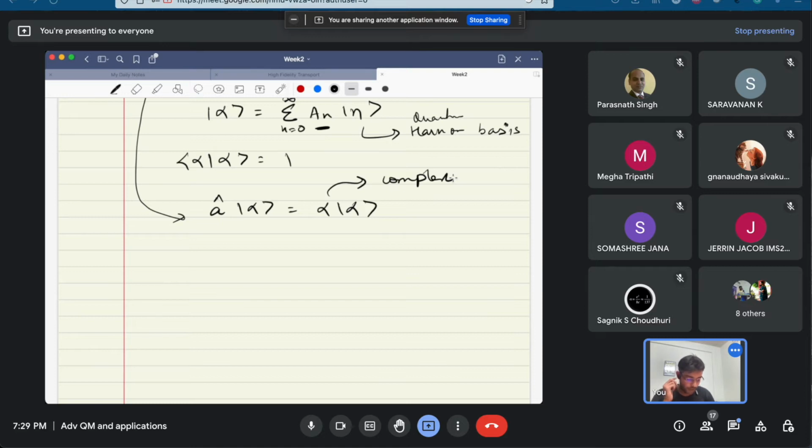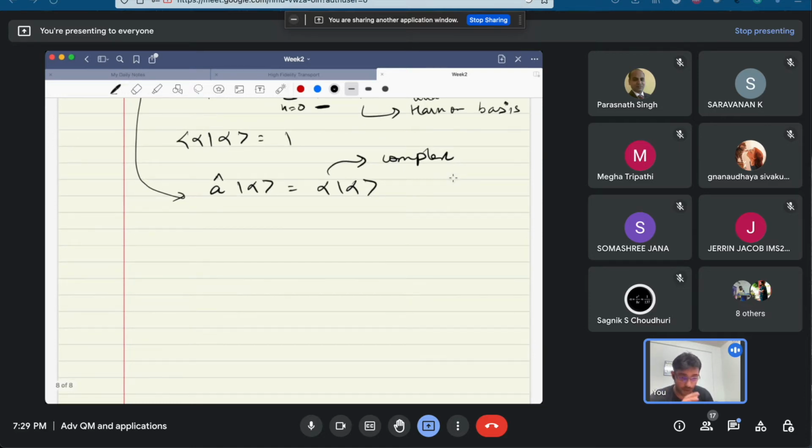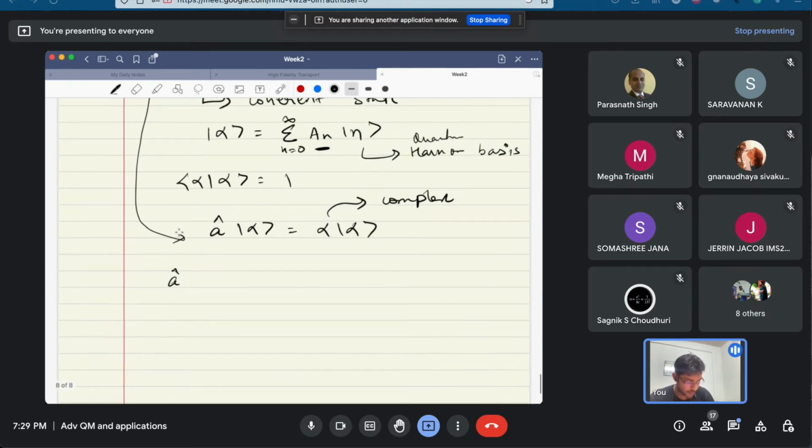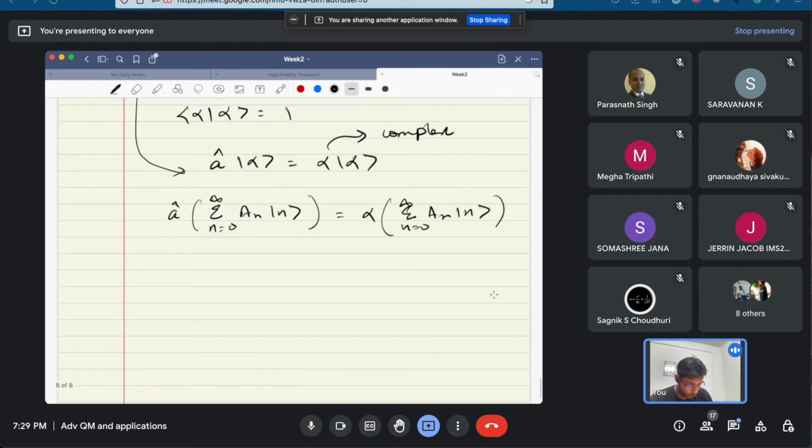Now, in order to find this, you have to operate a. So what you do is you put the alpha that is given already to you in the assignment, and on the right you have alpha, sigma n equal to 0 to infinity an. Now you know, if you operate the lowering operator on n, then you essentially get root n, n minus 1.